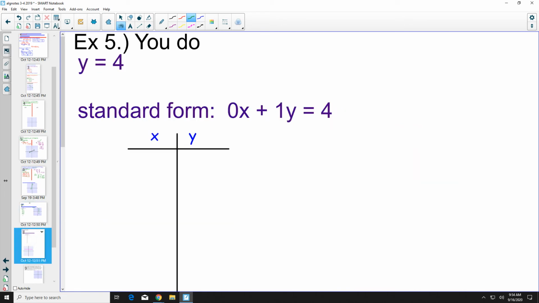Okay. Now I want you to try this one. So in your notes, put y equals 4. You're also going to need graph paper. Draw a little XY table. Make your XY table and graph your points. Go ahead and hit pause. When you get done, hit play.